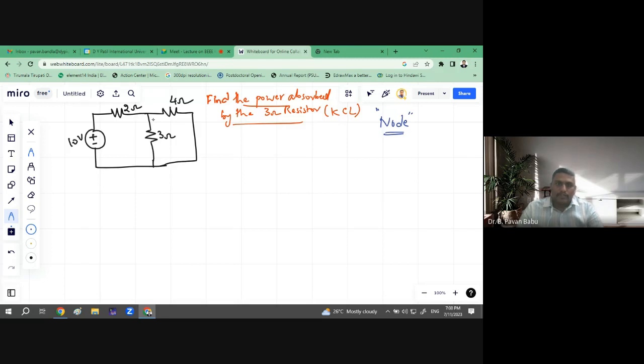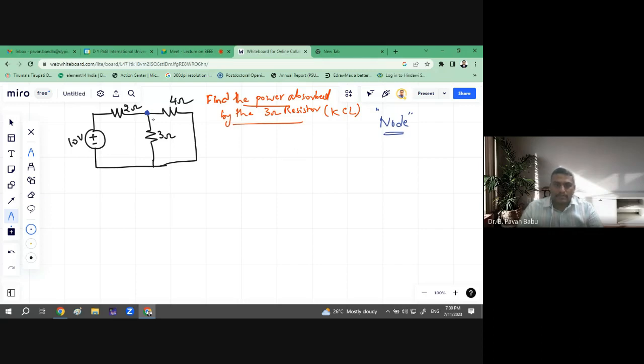Next we'll move to another point of contact, a point of interconnection, where there are multiple connections. I hope you can see this node, which I have highlighted with a blue dot. Here 2 ohms is connected, 3 ohms is connected, 4 ohms is connected. So at least two are there, and we can consider this as a node.